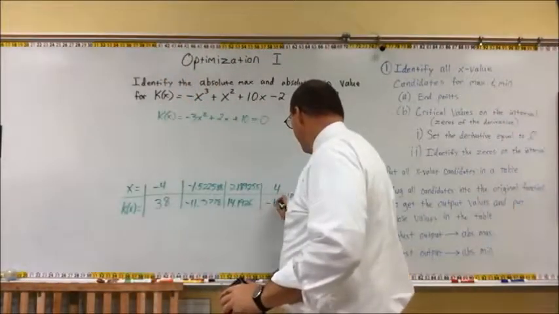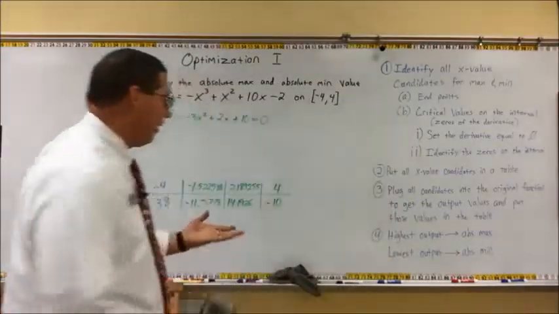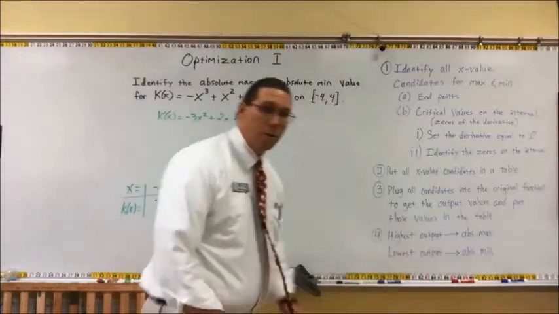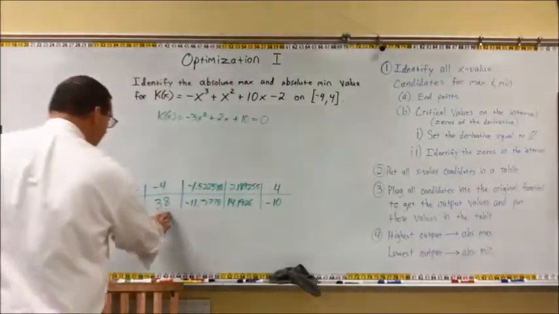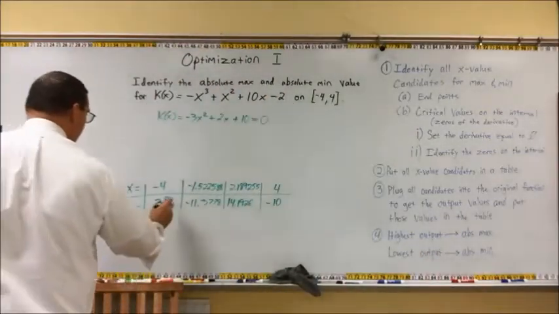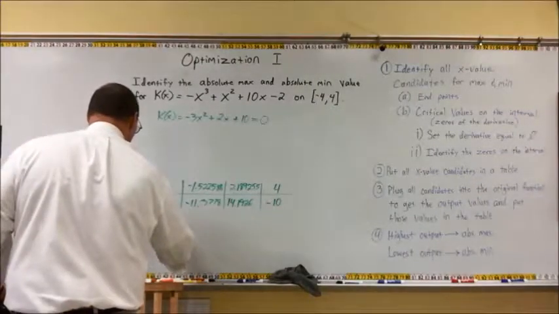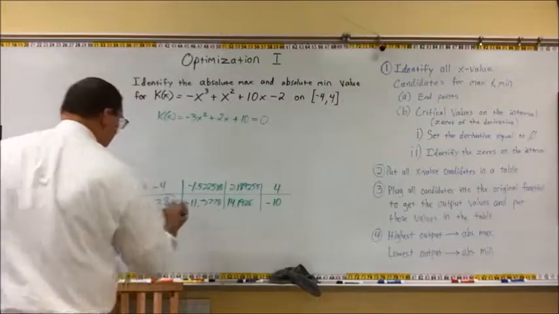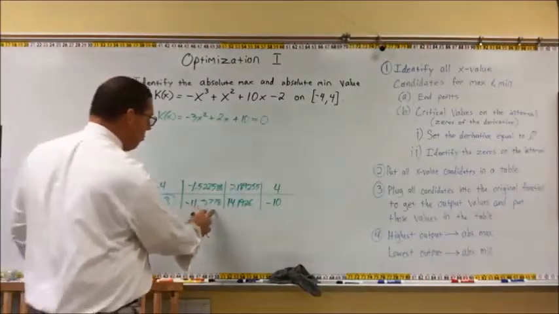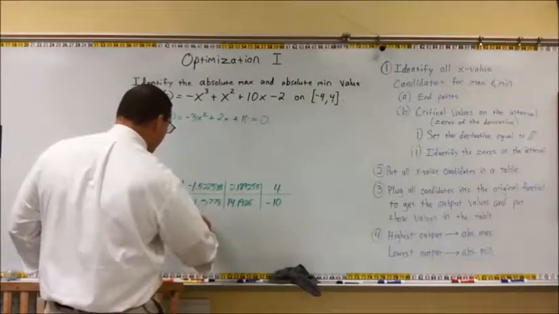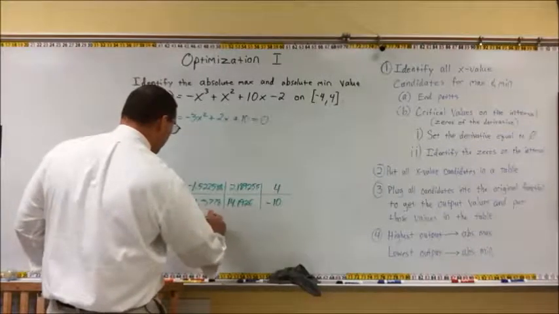And so now I have 4 output values, and I have to decide which one is the highest output and which one is the lowest output. Well, of these 4 numbers, it looks to me like the highest number is 38. So that means this is the absolute maximum. And the smallest number, even though these two are really close, -10 is not quite as small as -11. So here is my absolute minimum.